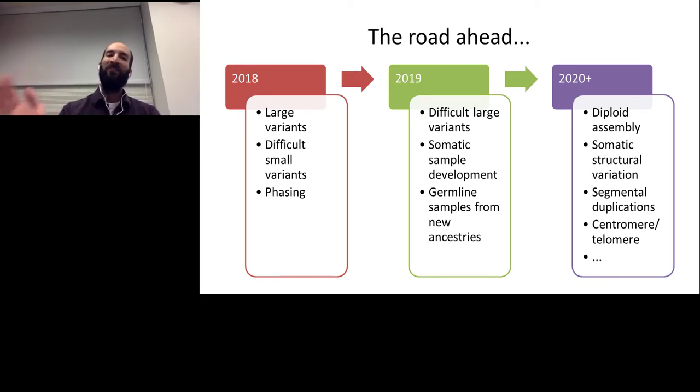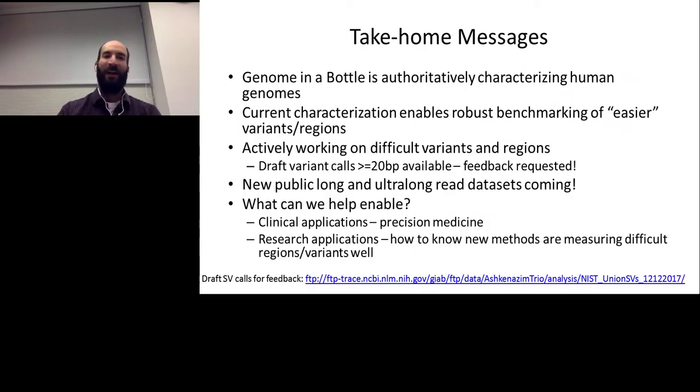And then longer term, looking at things like diploid assembly and how do you use those as part of our variant calling process, as well as how do you benchmark them. Looking at somatic variation, segmental duplications, and centromere and telomere, there's a lot of work to do in characterizing difficult regions of the genome yet.